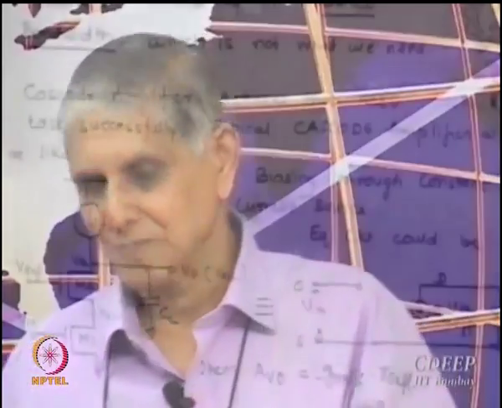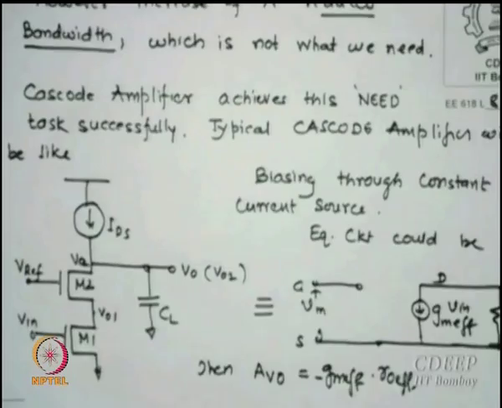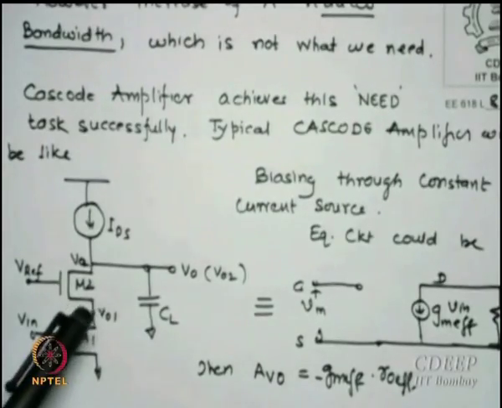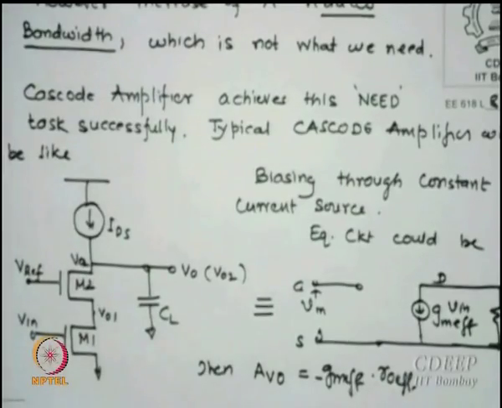Is that clear? A typical cascode amplifier is shown here. Just forget about M2 first, so it will be a normal amplifier. M1 is the driver and IDS is the bias current source. So if I have M1 like this and I interpose a transistor M2 in series. Okay. Though cascode amplifiers have their own problems, which you shall see later, there are folded cascode op amps and OTAs available, so this process is very nice.